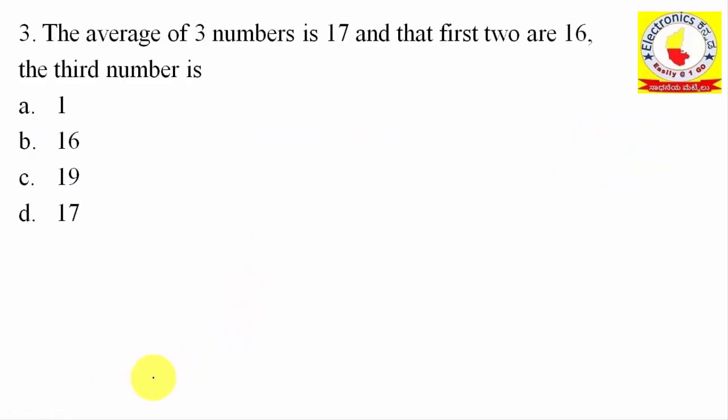Option C is correct. Moving on to the third question, what they have given is the average of 3 numbers. Let me consider the numbers A, B, C. So the average of 3 numbers is 17. Can I write A plus B plus C whole divided by 3, which is equals to 17? So can I write it as A plus B plus C, which is equals to 17 times 3, which is 51. So let me name it as equation 1.